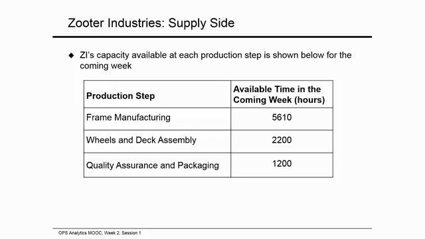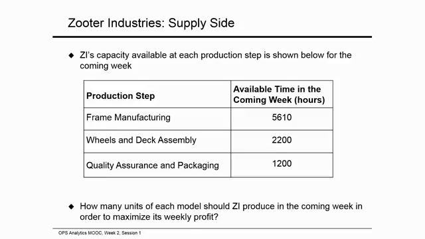In this problem, Zuter wants to plan its production for the coming week. And during that week, it estimates that its resources will have the following limits. It will have 5,610 hours of frame manufacturing available, 2,200 hours of wheels and deck assembly available, and 1,200 hours of quality assurance and packaging available. So it wants to decide how many units of each scooter model it should plan to produce next week so that its limited resources are allocated in the most profitable way.